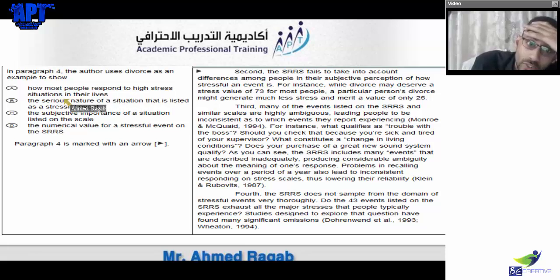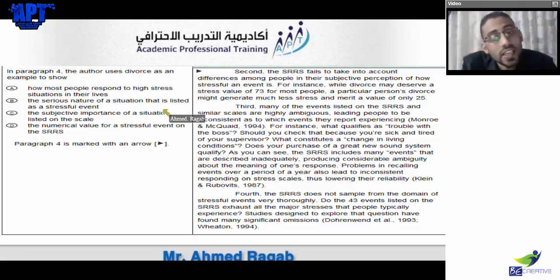Now, do most people respond to higher score situations, to high stress situations in their life? He didn't talk about that; he used divorce to discuss a different problem. The serious nature of a situation listed as a stress event is also just a piece of information, not the thing. Now, the subjective importance of a situation listed on the scale.